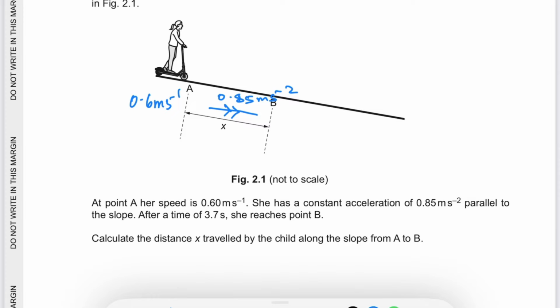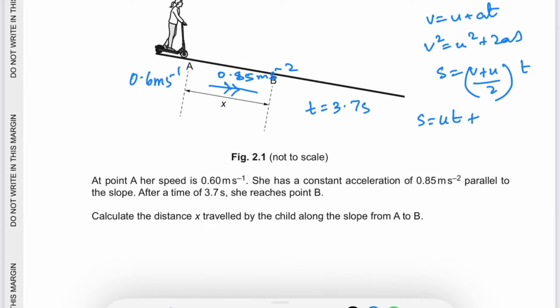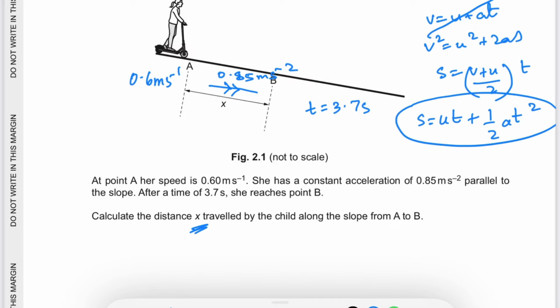After a time of 3.7 seconds, she reaches point B. Calculate the distance x traveled by the child along the slope from A to B. Okay, so the time period here is 3.7 seconds. Because the acceleration is constant and in a straight line, we can use one of the four formulae. Now you can use one of these four formulae to find your answer here. We are supposed to find the distance, that means you can't use the first one. And given every other information in this question, it makes the last formula the most suitable.